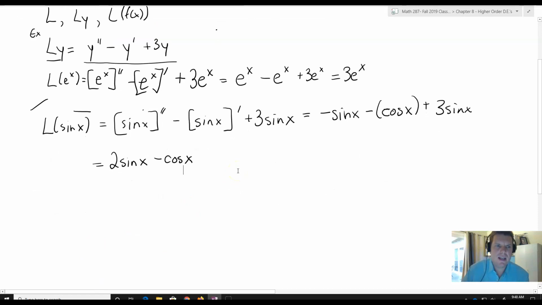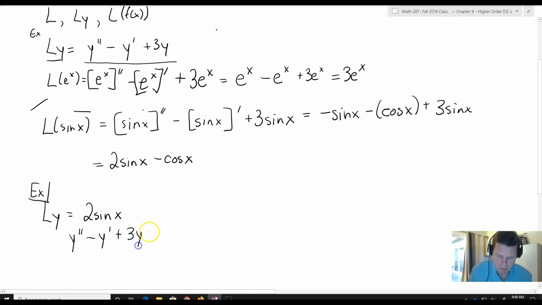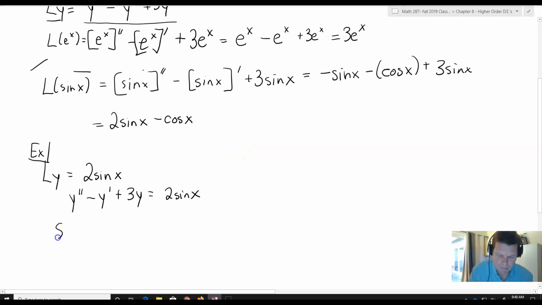One other way you might see it is we might get it written as Ly equals, say, 2 sine x, whenever we're working with non-homogeneous differential equations. What this would basically mean is y double prime minus y prime plus 3y equals 2 sine x. And essentially that would be asking us to go in and solve for y, the variable in our equation. Okay, and that's how we work with linear operators.